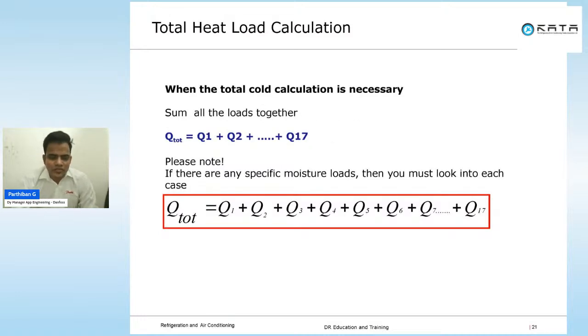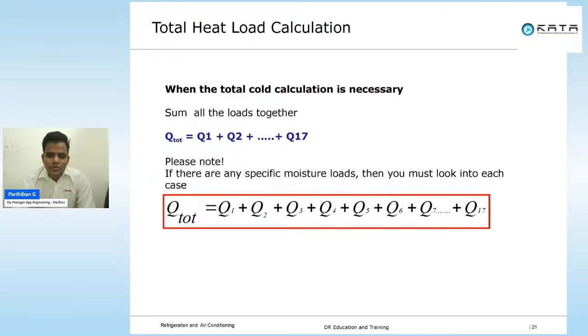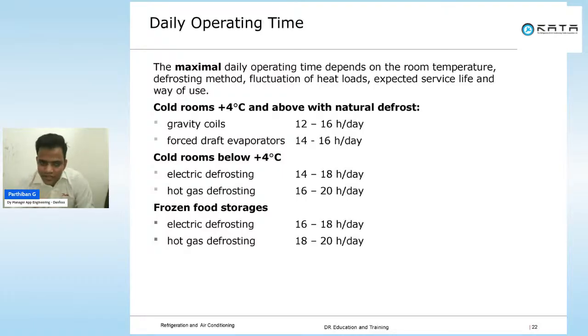So this is the safety factor we will consider. After that, whatever heat loads we calculated, Q1, Q2, Q3, so transmission load, product load, internal load, electrical load, people load, all those things we have to add. If you add everything, you will get the Q value. So Q is not the direct heat load. Once you have the Q value, then we need to decide the pull down time.